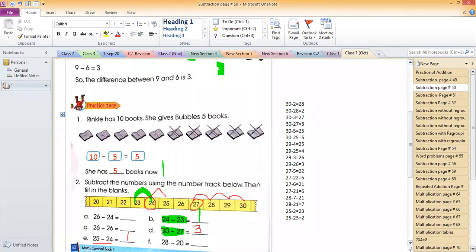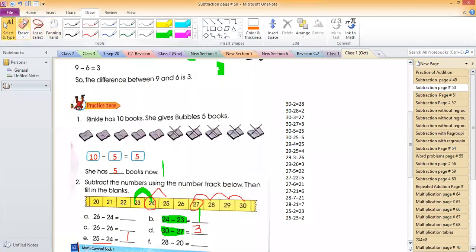Okay. Coming to question number 2. Guys, in question number 2, you have to subtract the numbers using the number track. Then fill in the blanks. First, let me erase it so that, look at this, guys. Let's suppose you take 24 minus 23. One way I tell you to use the number track is that if you are subtracting 23 from 24, start from 24 and go back 23 times. But you know, it will be very hard.